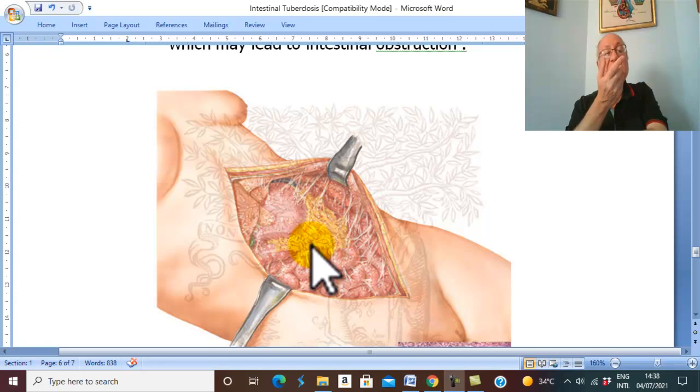Treatment of this TB as usual, anti-tuberculous drugs, and no role of surgery except if there is a complication such as intestinal obstruction.